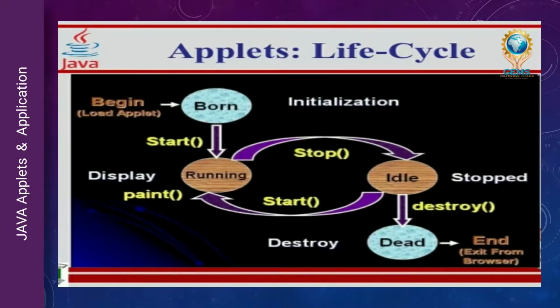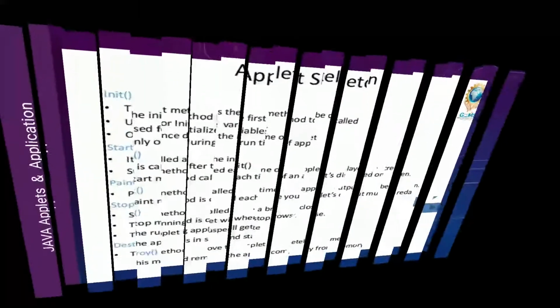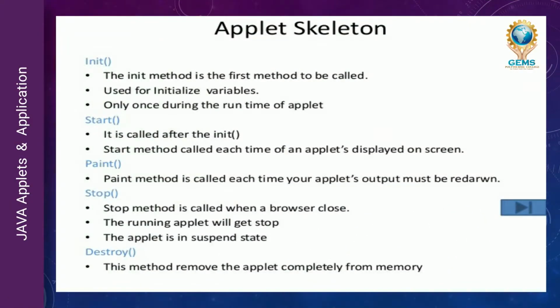So the first one is begin, it is loading the applet. The second one is running, that means when you are browsing, it will run and display on your monitor, then it will go to the idle state. Idle state is nothing but the stopping of the applet, and idle state will go to the dead state. That means when you want to exit from the browser, that is called the dead state. Then the applet will be destroyed. This is what I explained previously, how an applet goes from starting to ending, that means begin to dead stage.